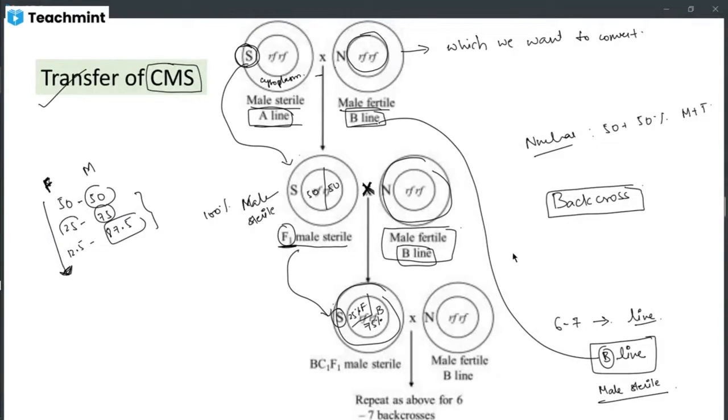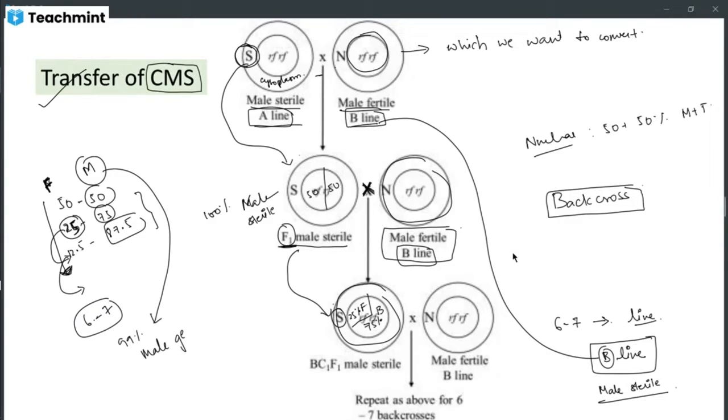Next, your female will get reduced to half. So what is the half of 50? It will be 25. And then in the next generation it again becomes half, and in the next generation it will again become half. So after 6 to 7 back crosses, 99% will be your male genome.